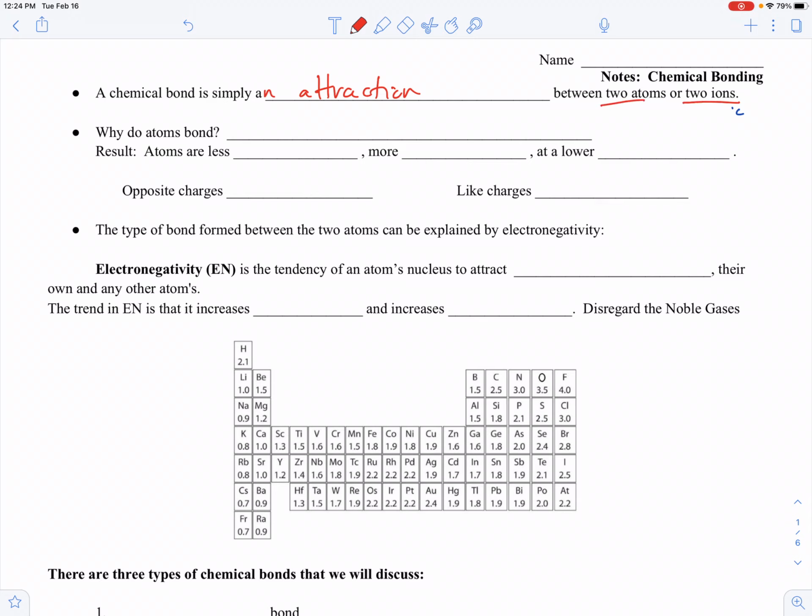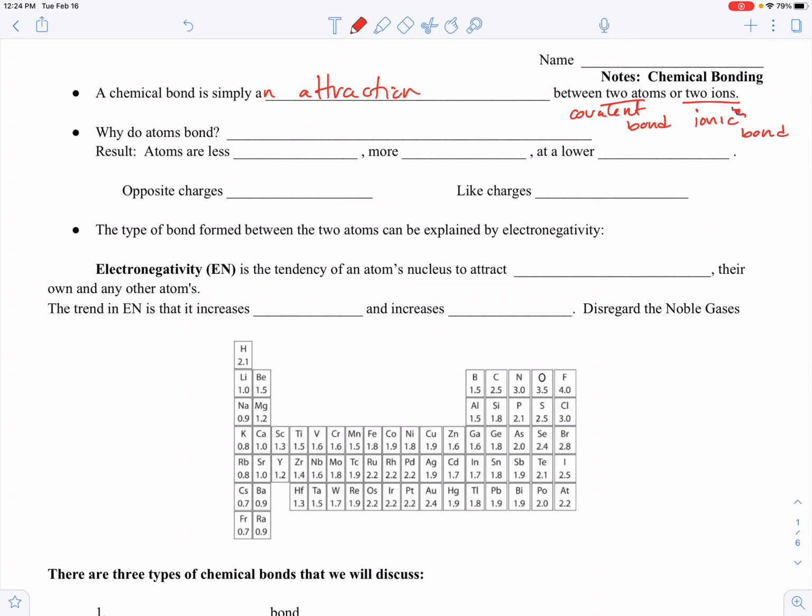When it's an attraction between two atoms, this is going to be a covalent bond, which we will talk more about in another set of notes. When the attraction is between two ions, that's going to be an ionic bond, and that's what we're going to be spending the majority of these notes today talking about. So why do bonds form?